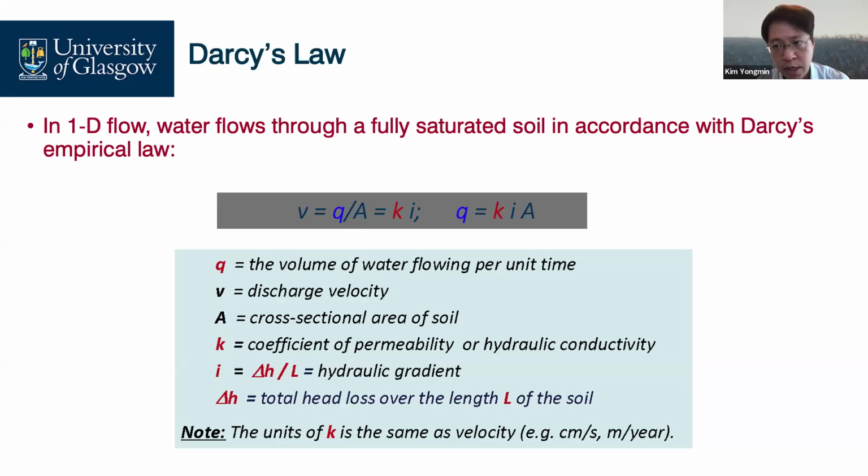q equals KiA. Small q, the flow rate, equals KiA. K is the permeability, i is the hydraulic gradient, the total head difference divided by the water flow length, and times A, the cross-sectional area.